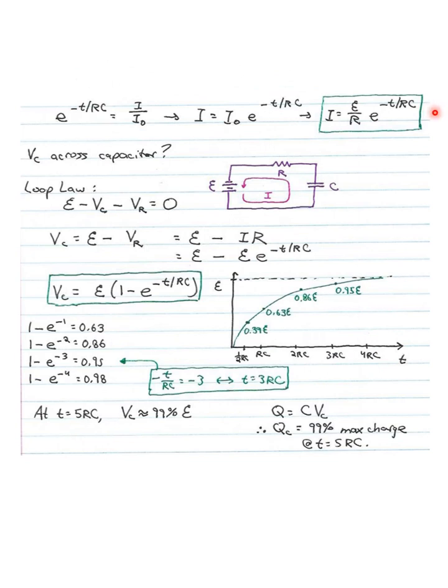There it is again at the top of the page. Well, we've just solved for the time-dependent current. Let's talk about the time-dependent electric potential or voltage across the capacitor.